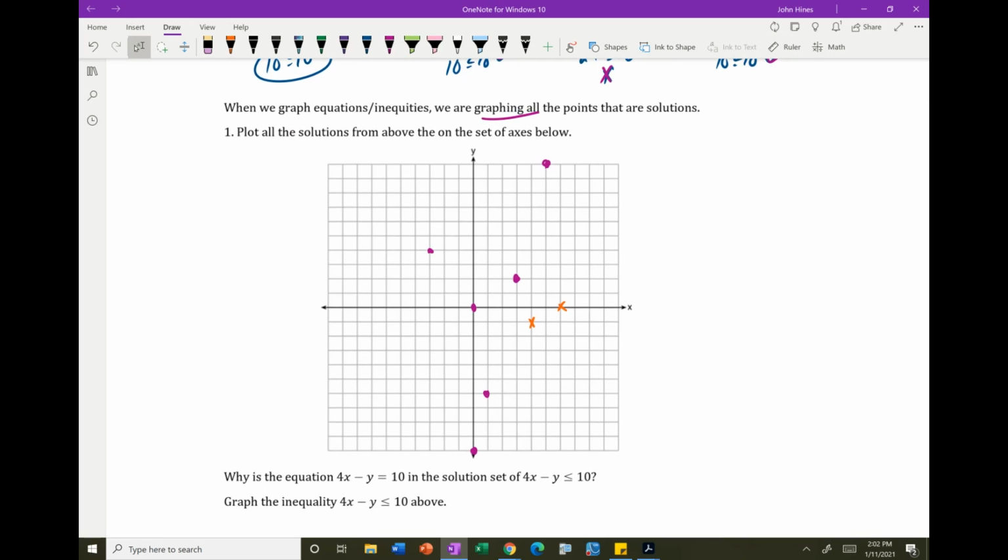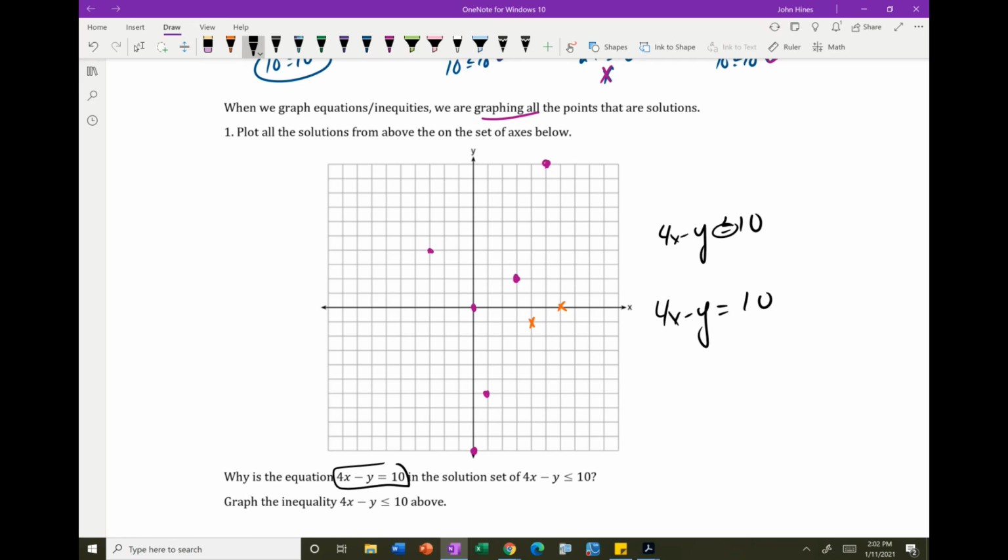I have to plug in all of these points to check it out. But let's look at this inequality. 4x minus y is less than or equal to 10. Notice that this equation is a solution. Can 4x minus y equal 10? Well, yeah, I have that equal to. So let's graph this line.